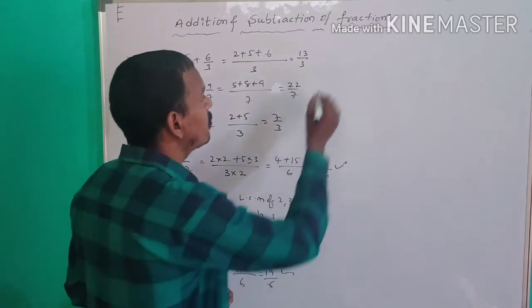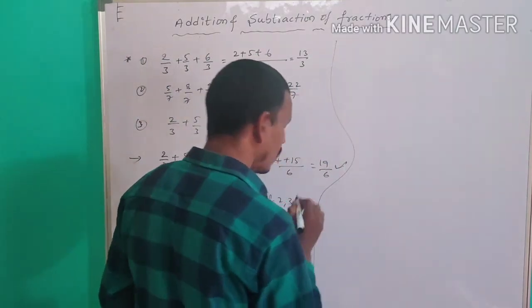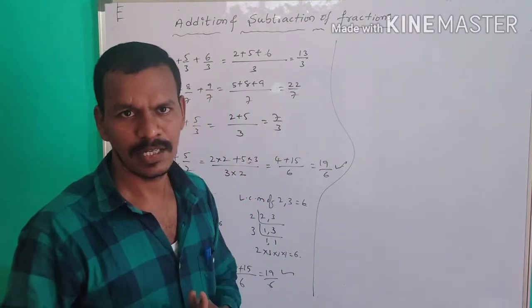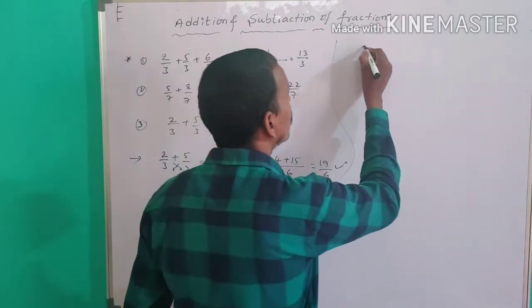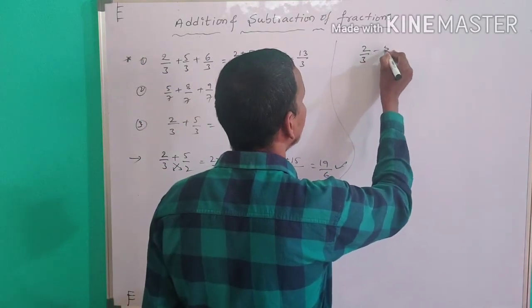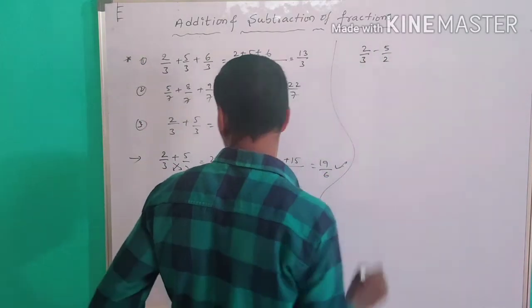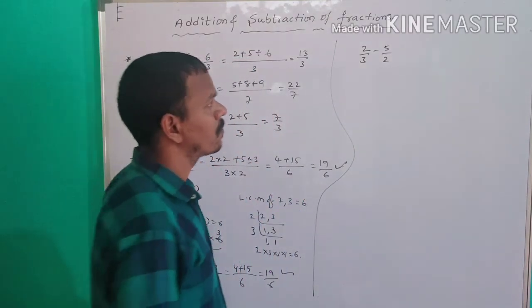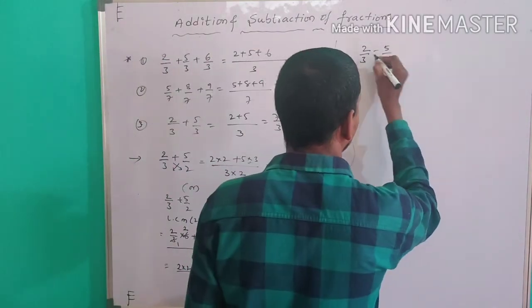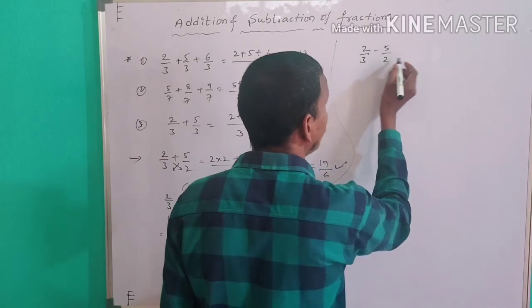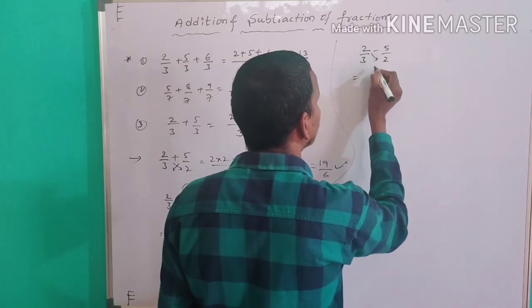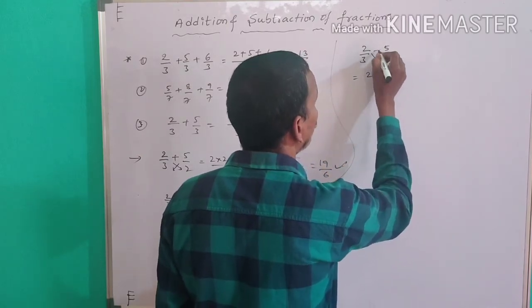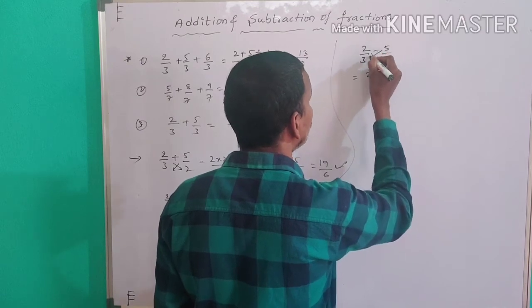Now go to subtraction of two fractions. 2 by 3 minus 5 by 2. Same as before, we can follow the cross multiplication method. So 2 into 2 first of all, and what is the middle sign? Minus. And next 5 into 3.